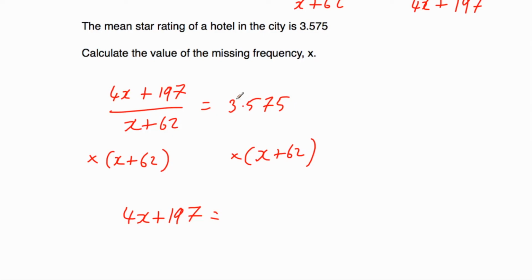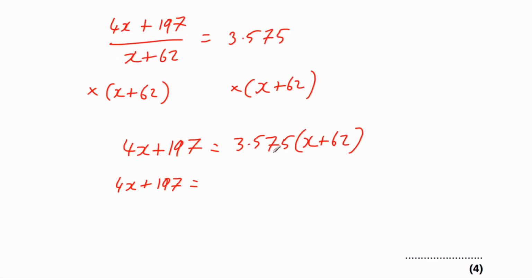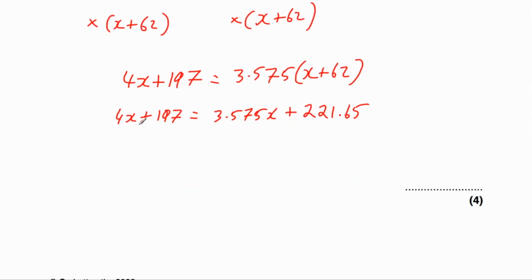And then on the right hand side of the equation, I've got this number and I'm multiplying it by x plus 62. So I'm going to write the number in front of the bracket, 3.575 times x plus 62. I'm going to multiply what's inside the brackets by 3.575. So 3.575 times x would be 3.575x, then plus 62 multiplied by 3.575, and that's equal to 221.65. Now I've got an equation with x's on both sides and numbers on both sides, so I'm going to solve this equation now.